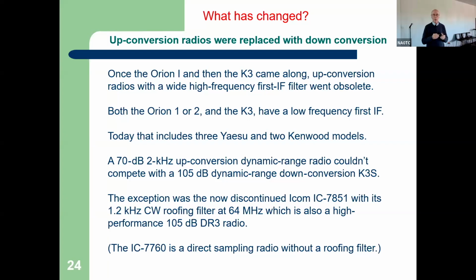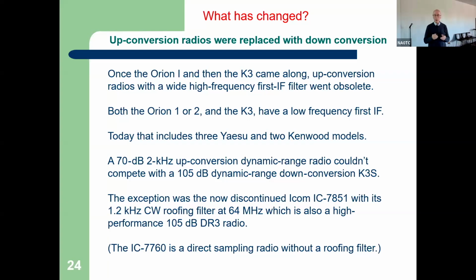So when the Orion 1 came out, and later the Orion 2, and then of course the K3, that changed everything. Because almost all the radios that were upconversion, remember I said they were about 70 dB dynamic range. That was adequate for sideband, but not for CW. And Meridian, I assume, was the same thing. So that was the big change. Suddenly, the 70 dB radios couldn't compete with the 100 dB radios.